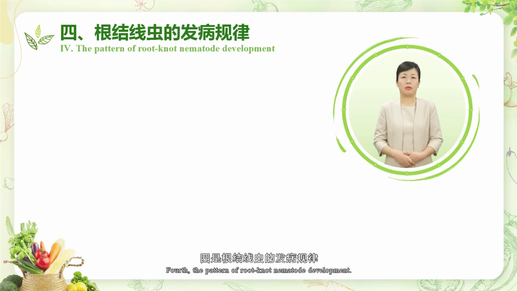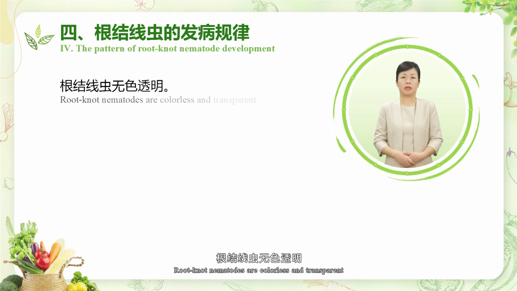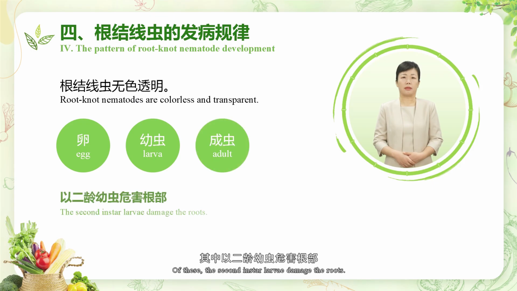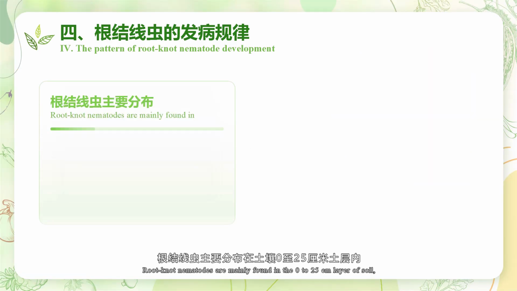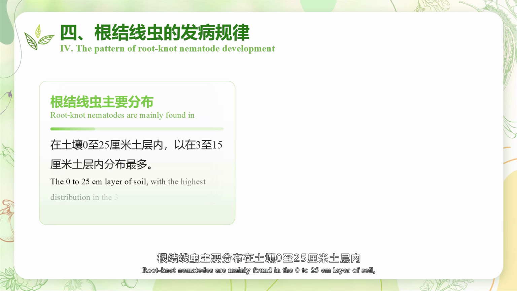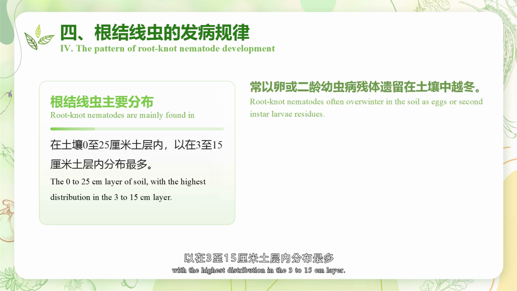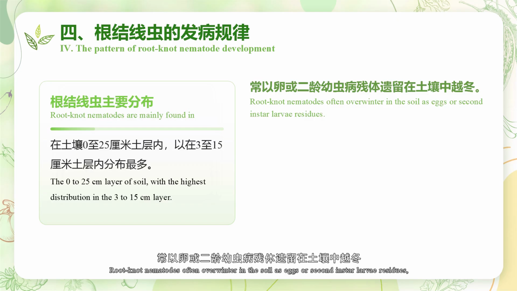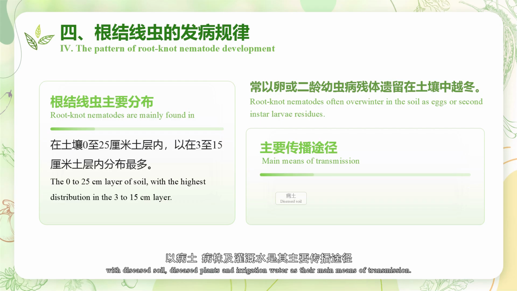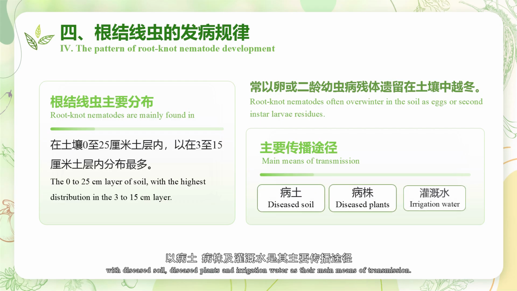Fourth, the pattern of root knot nematode development. Root knot nematodes are colorless and transparent and are divided into 3 main stages: egg, larva, and adult. Of these, the second instar larvae damage the roots. Root knot nematodes are mainly found in the 0 to 25 cm layer of soil, with the highest distribution in the 3 to 15 cm layer. They often overwinter in the soil as eggs or second instar larvae residues, with diseased soil, diseased plants, and irrigation water as their main means of transmission.